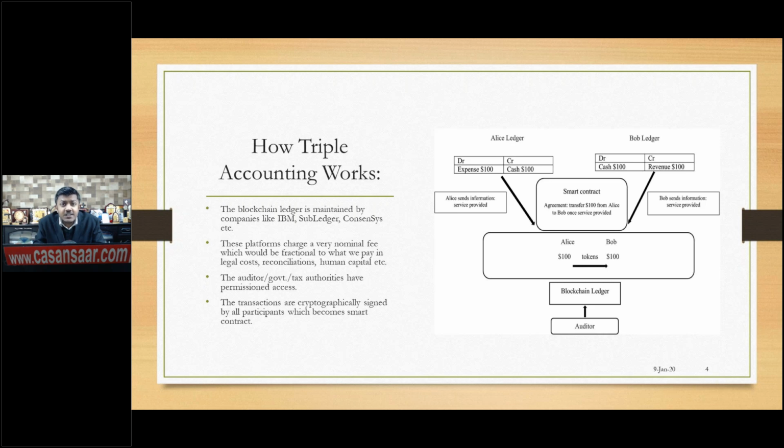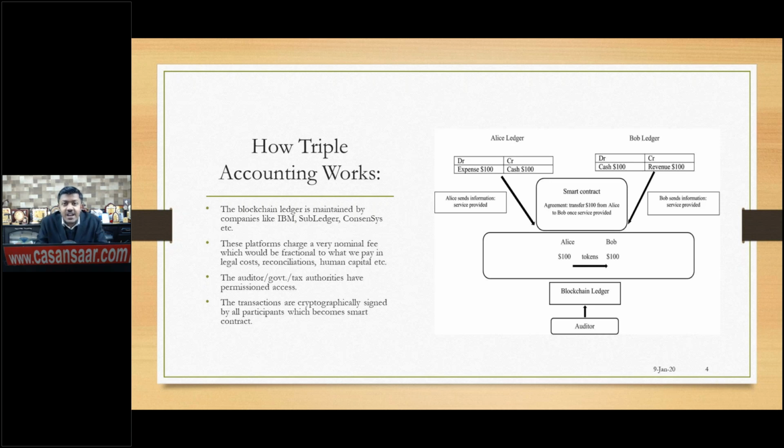Now what we do in a triple accounting system is, as soon as Alice and Bob agree, a smart contract is written. A smart contract is a contract that is simply put in coding language, where all the things that you have in a normal contract are embedded in coded language, and then it is deployed on the blockchain network. This contract is only deployed when both the parties are on the same page. If Alice understands something in a different way than Bob, they will not enter into an agreement. They only enter into an agreement when they both agree.